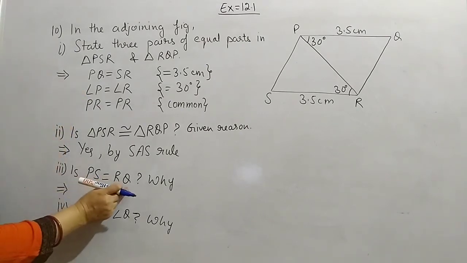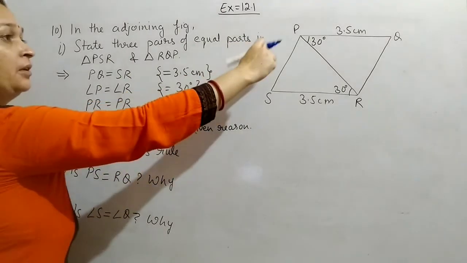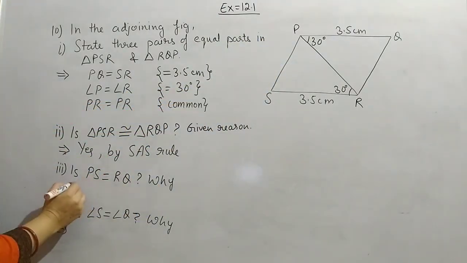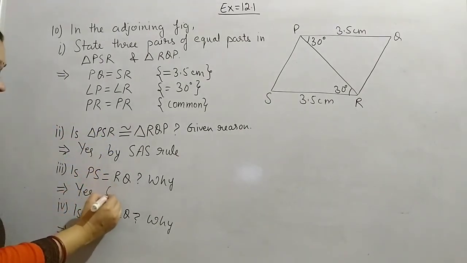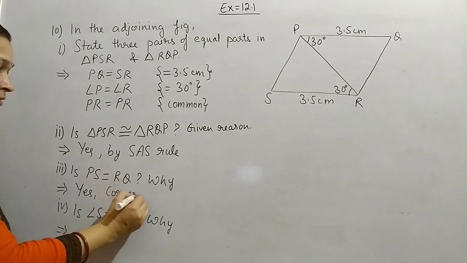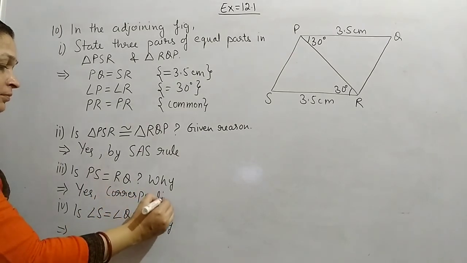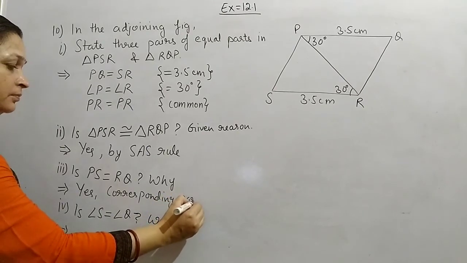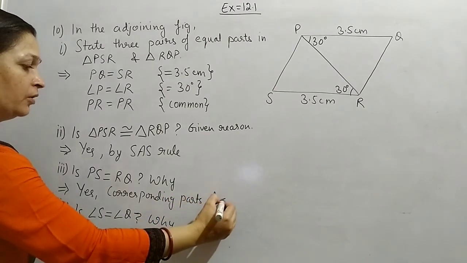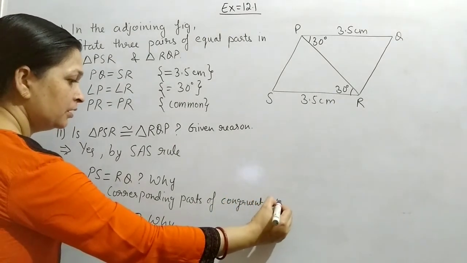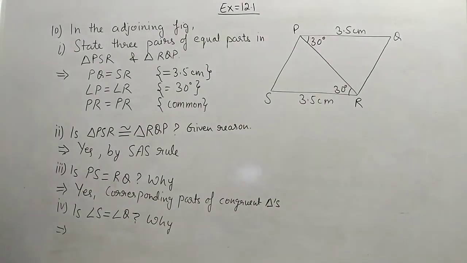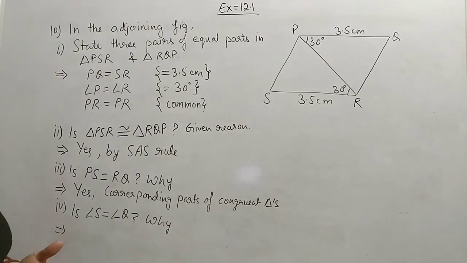Is PS equal to RQ? Is this side equal to that another side RQ? Yes, this side will be equal to that side because the reason is corresponding parts of congruent triangles. Corresponding parts of congruent triangles means if two triangles are congruent, then other remaining corresponding parts also will be equal.